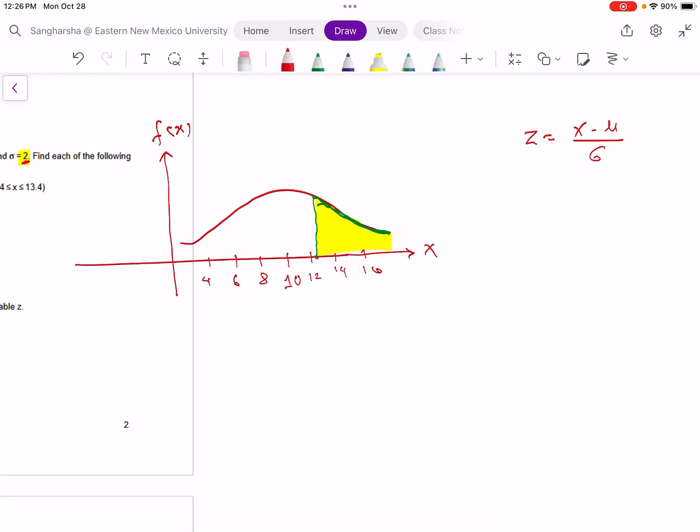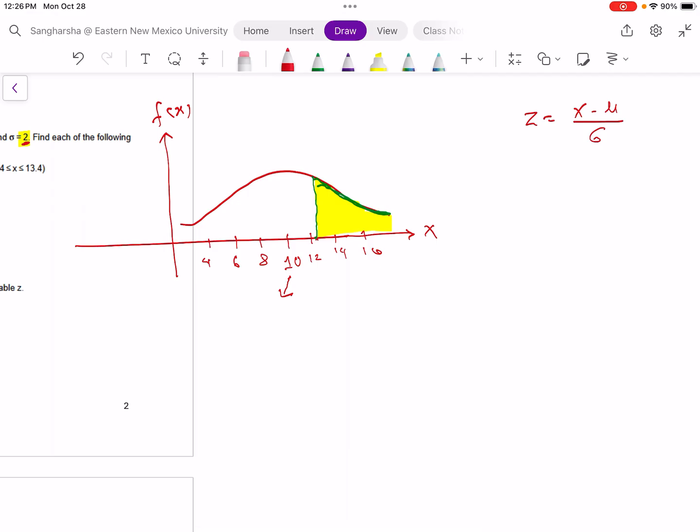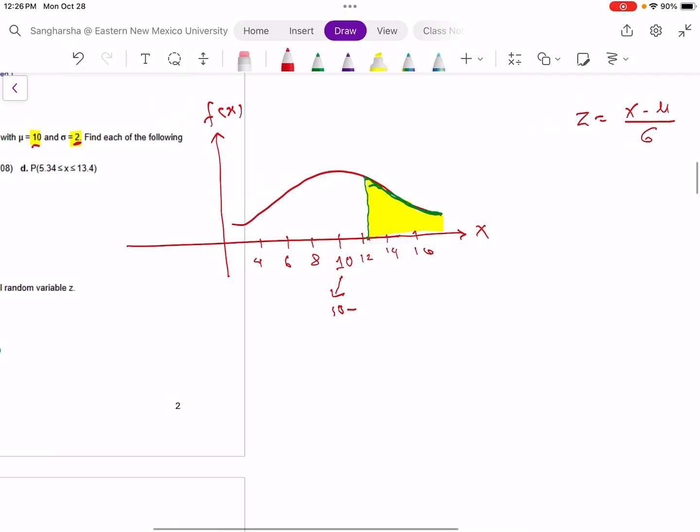Now let's do this for 10. What will be the Z value for 10? X is 10 minus, what is mu? Mu is also 10, right? It's given to us. 10 divided by the standard deviation, which is 2. 0 divided by 2, and we get 0. So the Z value for 10 is 0.